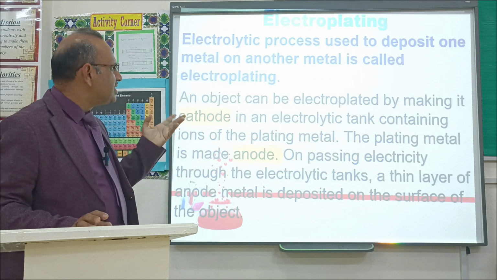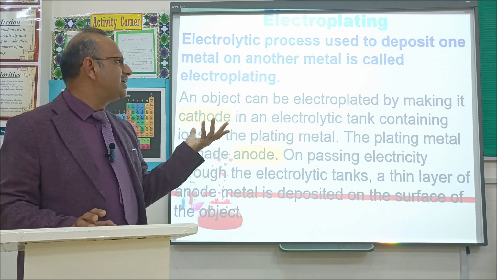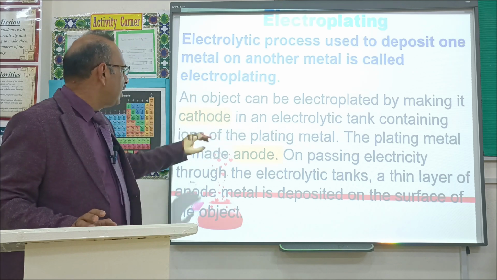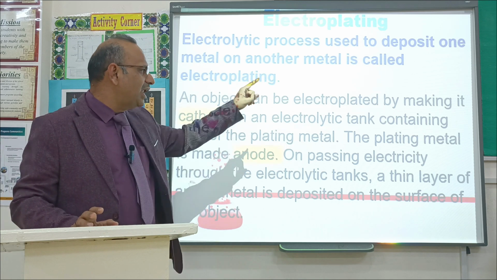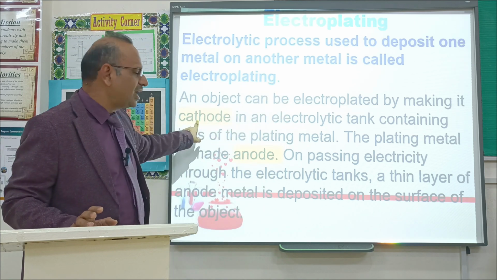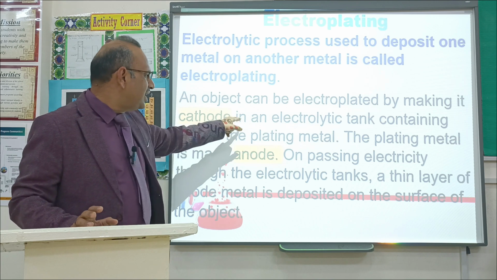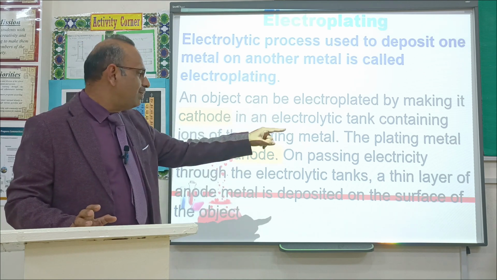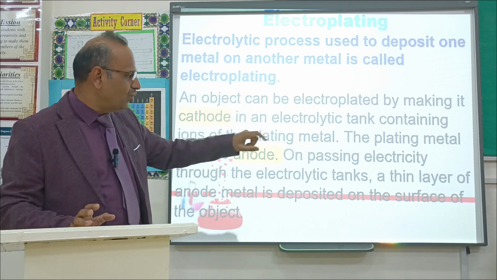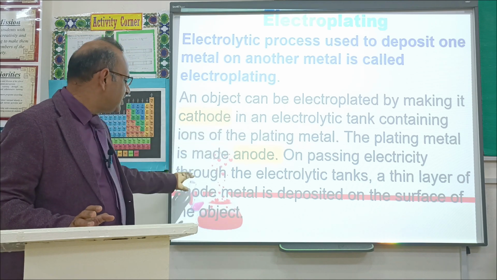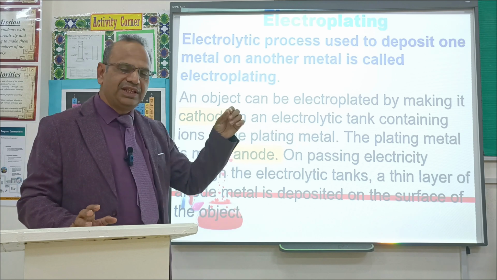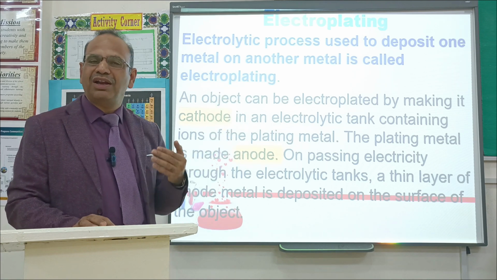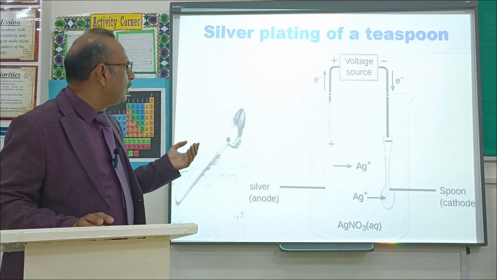Electroplating. What is electroplating? Electroplating is used to deposit one metal on another metal. An object can be electroplated by making it the cathode in an electrolytic tank containing the ions of the plating metal, and the plating metal is made the anode. On passing electricity through the electrolytic tank, a thin layer of metal is deposited on another metal. This process is called electroplating.